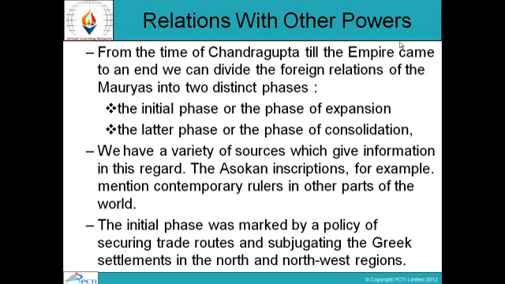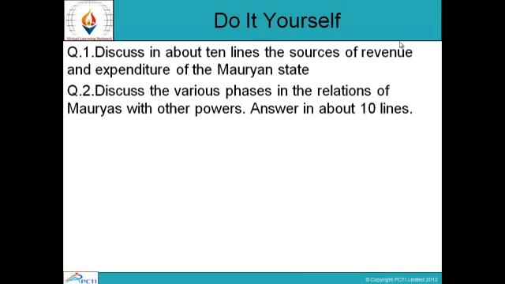The initial phase was marked by a policy of securing trade routes and subjugating the Greek settlements in the north and northwest region. That was all about trade routes, the time of Chandragupta and the Mauryas, their system of administration, the provincial administration, and how the king should be looking into various aspects.